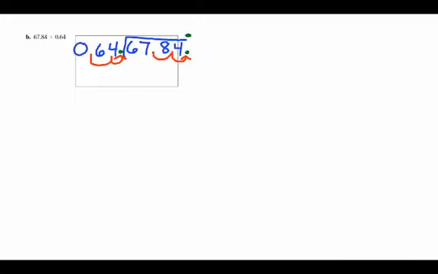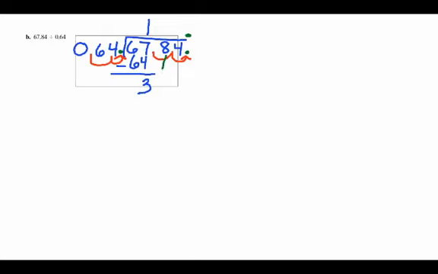Now we're ready to divide. 64 cannot go into 6. It can go into 67, and that's fairly easy. 67 divided by 64 can go in 1 time. 1 times 64 is 64. Now we can do our subtraction. 67 minus 64 is 3. Now we bring down the 8.